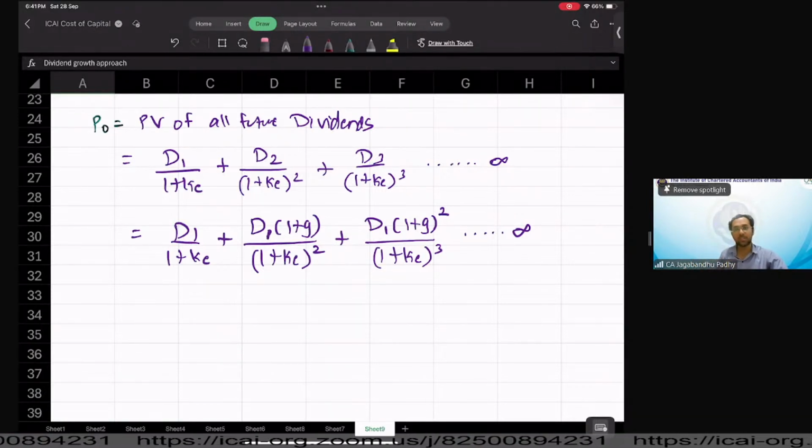One way is to assume that it is going to grow at a constant rate. You can analyze the dividends of a particular company. It may be growing at a particular rate, it may be growing at a different rate, but on an average there has to be some common rate. So this is a mathematical model that we are looking at.